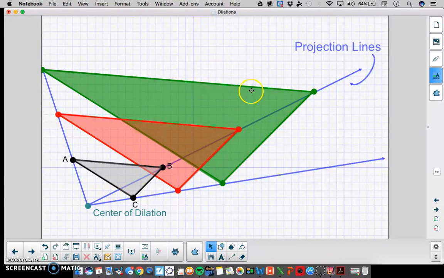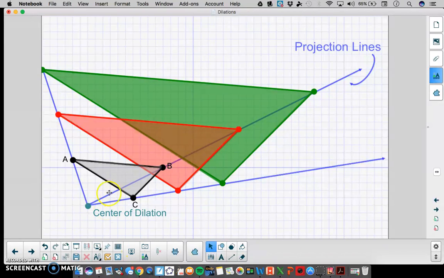Notice as the scale factor gets larger, our figures get further and further away from our center of dilation. We would call our original figure a dilation with scale factor 1 because it is one of those slopes or one of those distances away from our center. So what if I wanted to dilate with a scale factor of 1/2?